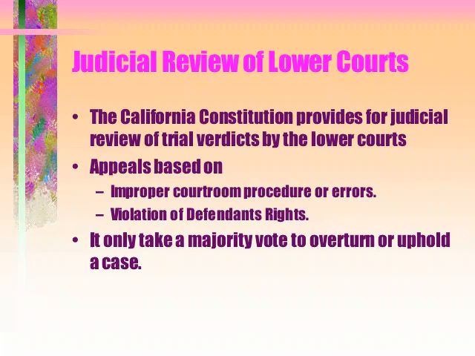Judicial review of lower courts. The California Constitution provides for judicial review of trial verdicts by the lower courts. The appeals have to be based on a couple of things: either improper courtroom procedure or errors, or number 2, a violation of the defendant's rights. It only takes a majority vote to overturn or uphold a case. So most of the appellate courts, or all the appellate courts, are made up of an odd number of justices so that there are no ties.